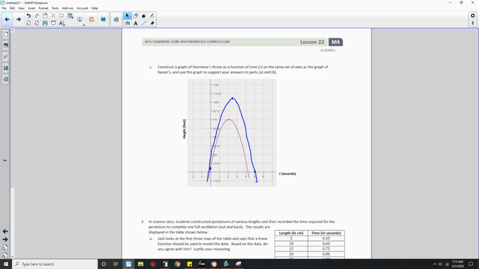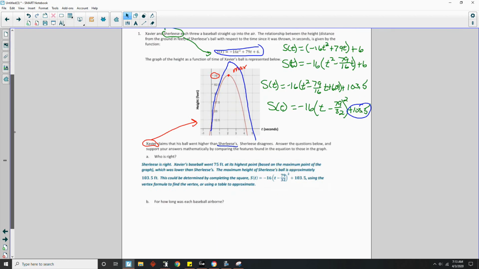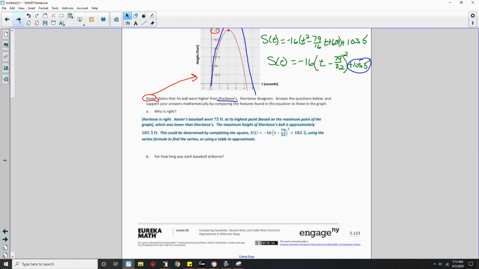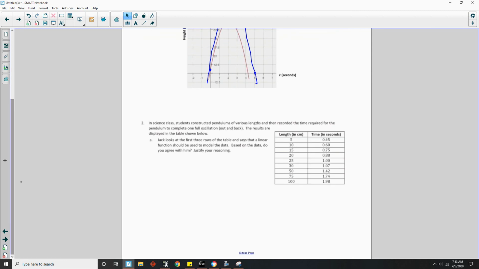And so does that justify our answers from part A? Did her ball go higher? The answer is yes. And part B, how long was each ball airborne? This one was airborne a little more than 4 seconds. This one was airborne approximately 5 seconds. Okay, so moving on to part 2.